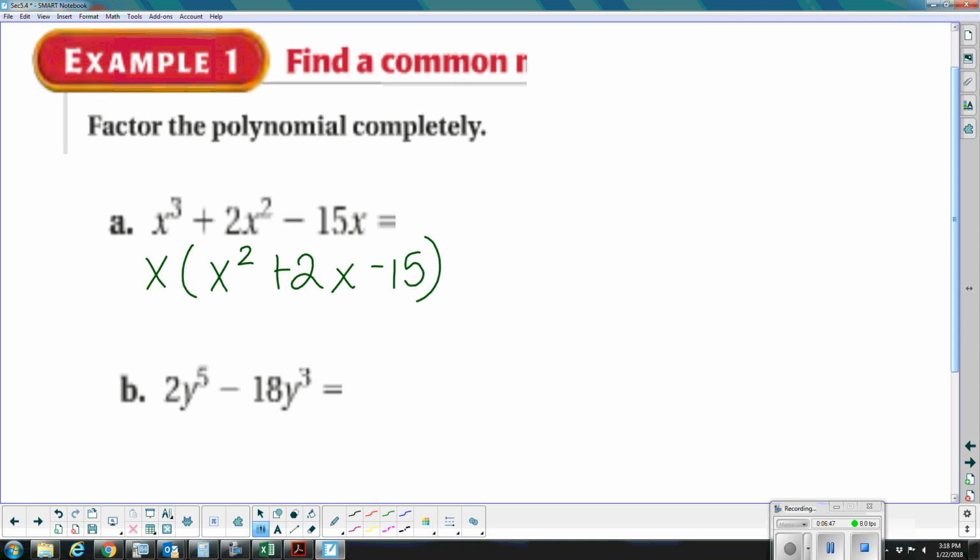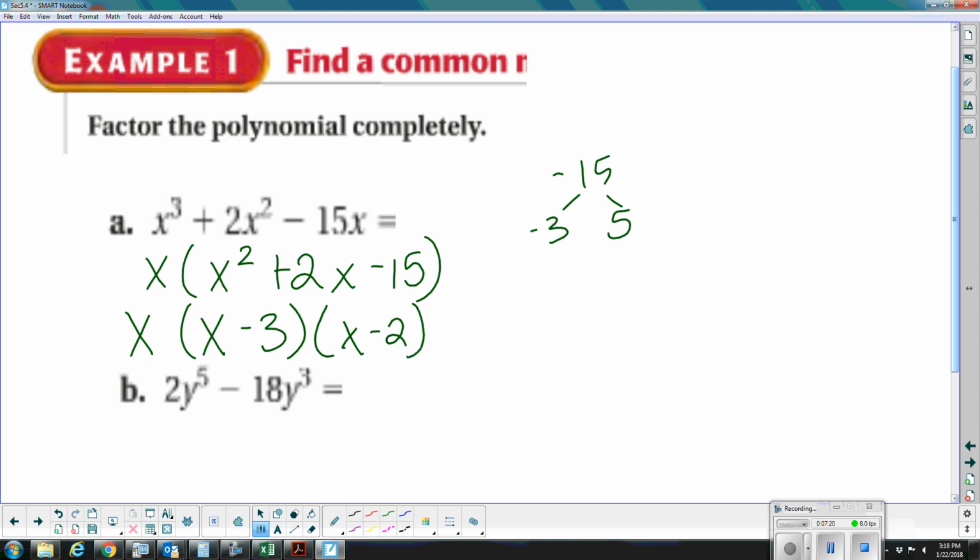And then my next step, if it's factored completely, then I wouldn't be able to factor any of these any further, but I can, because x squared plus 2x minus 15, if I think of my factors of negative 15, I have negative 3 and 5, and if I add those together, I get positive 2. So it's x times x minus 3 times x plus 5. And that is factored completely.